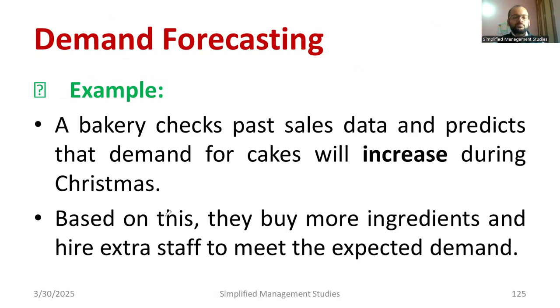So I need to check my past data on cakes. Last year, I need to check how much cake was sold, which type of cake, what variety. For example, Black Forest: was that sold very highly? I need to check it. Then there is the increase during Christmas. Based on that, I need to buy more ingredients. I need to hire more staff for that purpose. So I need to arrange more labour for that. These are the things which I require. So this is one of the examples.